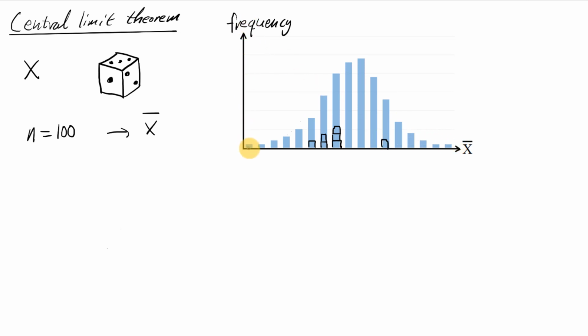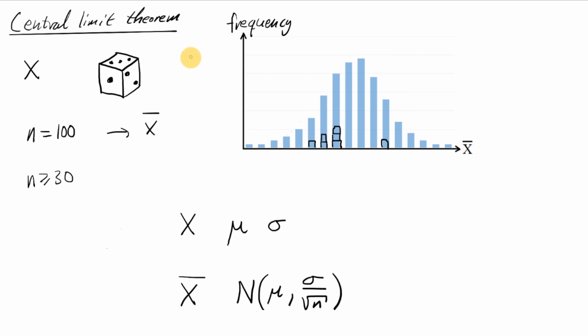So we'll have the frequencies here, the number of times we've gotten a certain mean of x. And here you see that it resembles a normal distribution. And this will always happen if n is just large enough, and as a rule of thumb you take it larger than 30. And that's called the central limit theorem. So if you take any random variable and take the mean of that in n observations, then the mean will be a random variable that is normally distributed. And that is called the central limit theorem.